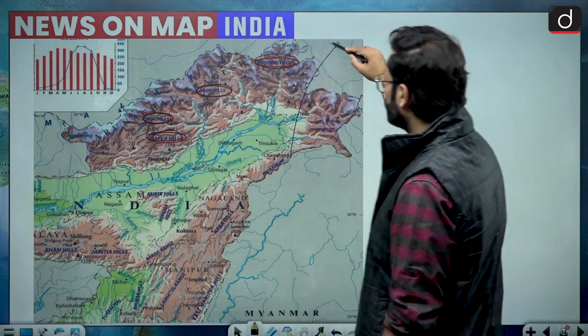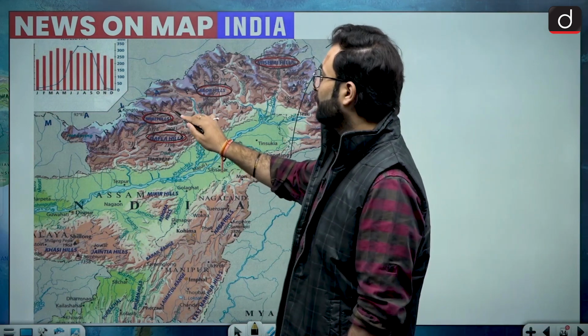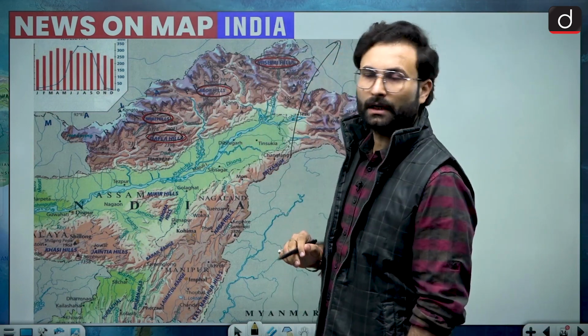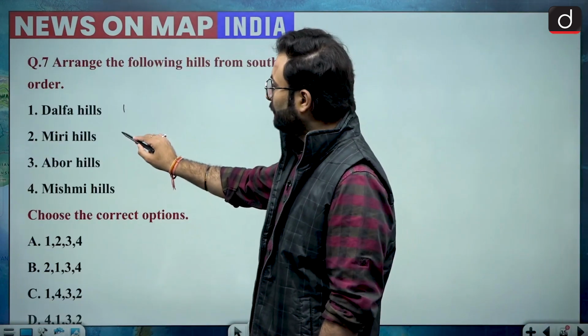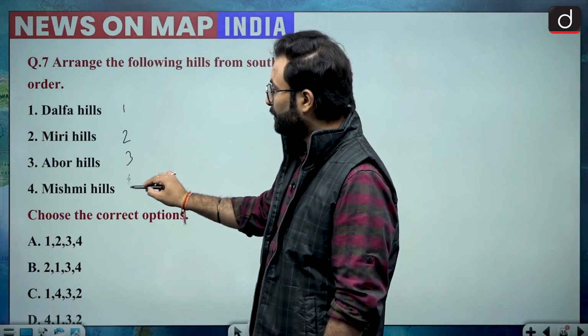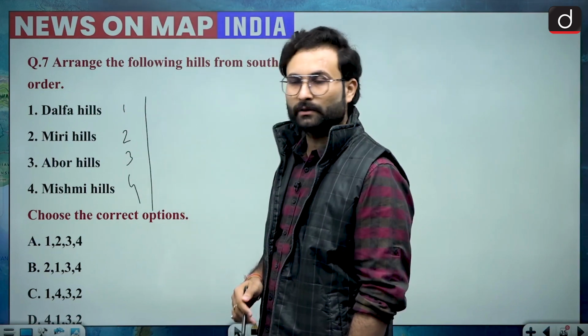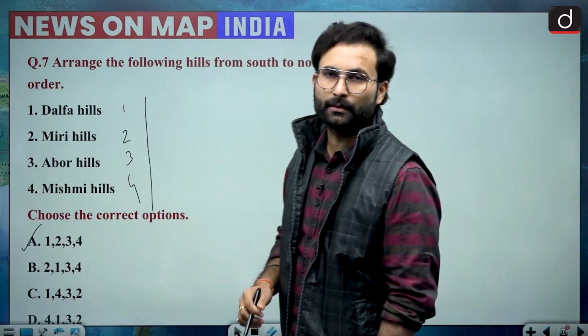We have to move from south to north. So you can say first is Dafla, Miri, Abor, and Mishmi. Okay, so let's see. Dafla first, Miri second, Abor third, and Mishmi fourth. So 1, 2, 3, 4 is the correct sequence. That is option number A. That would be your answer.